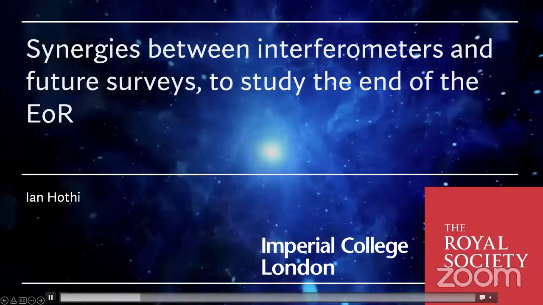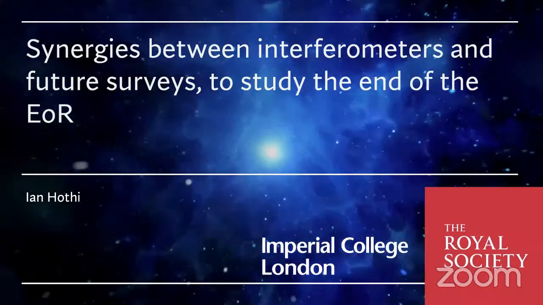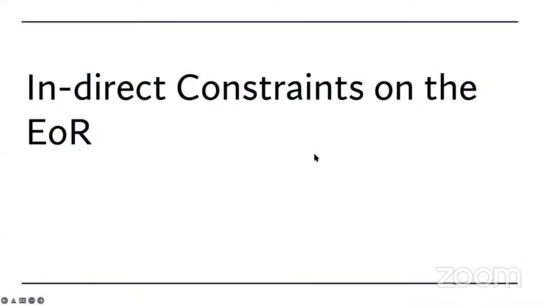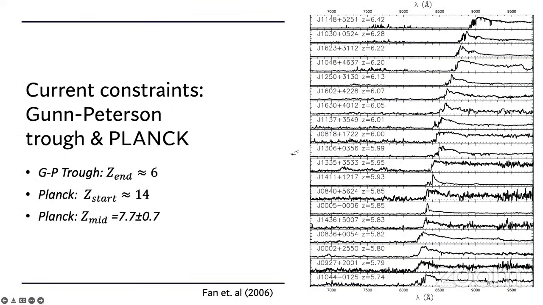So, synergies between interferometers and future surveys to study the end of the Epoch of Reionization. To start off with, as probably preluded to in many talks this week, we are yet to detect the 21 centimeter signal. But we have a few probes. We have a few upper limits to rule out colder reionization. But we do have indirect constraints on the Epoch of Reionization. From Planck, we can say that reionization must have started after a redshift of 14.